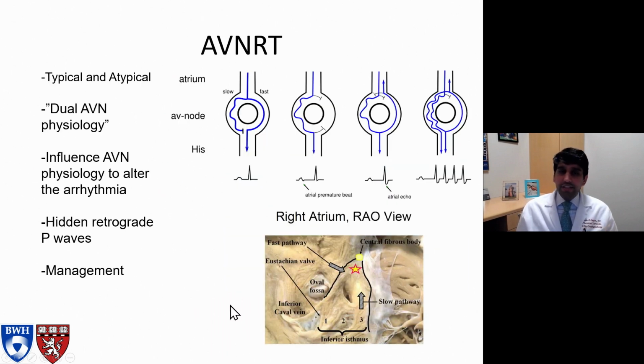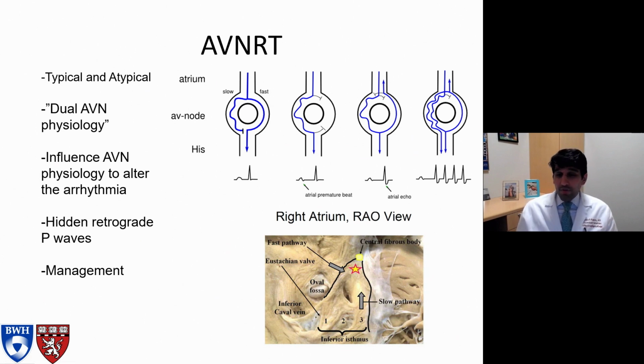Now, AVNRT, or atrioventricular nodal reentrant tachycardia, essentially happens when young, healthy patients, oftentimes, will have an AV node that can somehow get an electrical impulse to go both down as well as up. We define this as having both a slow and a fast pathway, which around 30% of people do. If that's the case, then under certain conditions, we can get a rapid reentrant circuit to occur within the AV node itself. Management for this is variable.